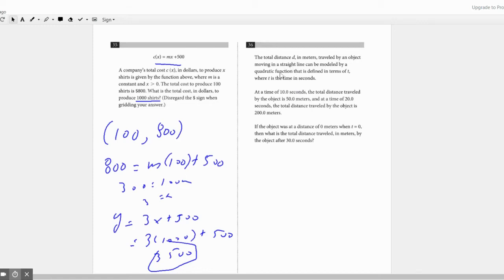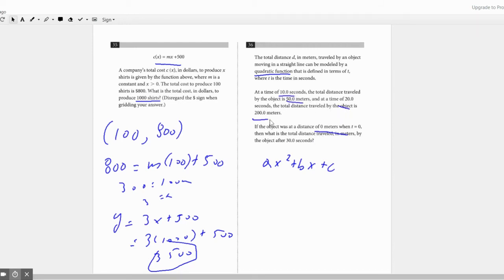Number 36. This is a long one, so read it carefully. Total distance d in meters traveled by an object moving in a straight line is modeled by a quadratic function that is defined in terms of t. Okay, so it's modeled by a quadratic function. At a time of t equals 10, you have a distance, t equals 20, another distance. And then they asked about if it starts at 0, what is the total distance traveled? Okay, so quadratic function, ax squared plus bx plus c. I'm going to start with the easiest one.